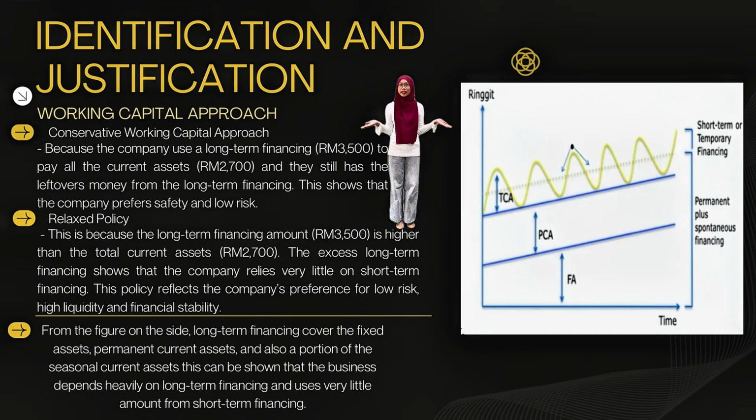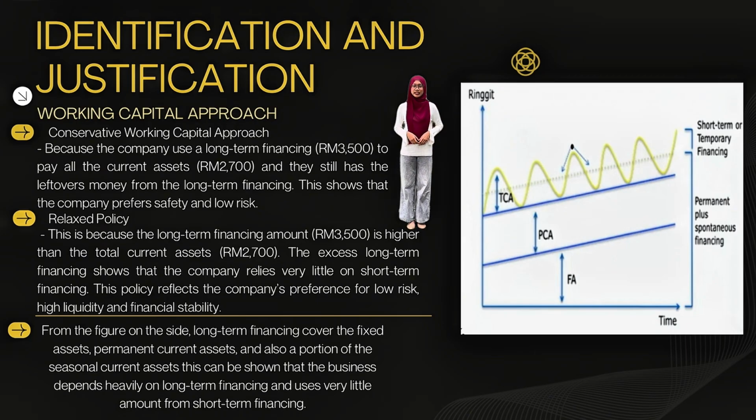So, what is the working capital approach that the company uses? The company uses a conservative approach because they use long-term financing of 3,500 to pay for all the current assets at 2,700, and they still have leftover money from the long-term financing. Temporary financing is only used during peak requirements. This shows that the company prefers safety and low risk.